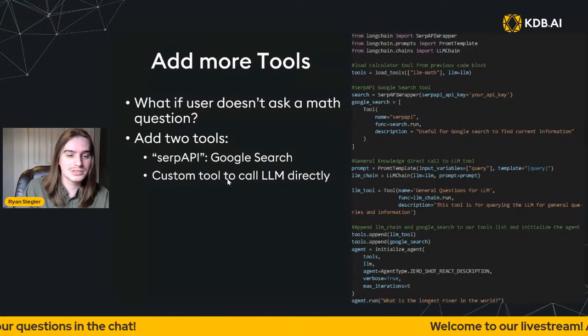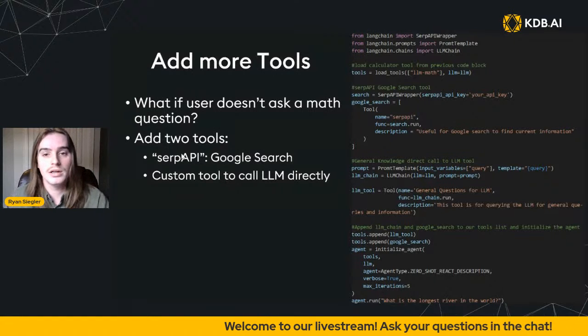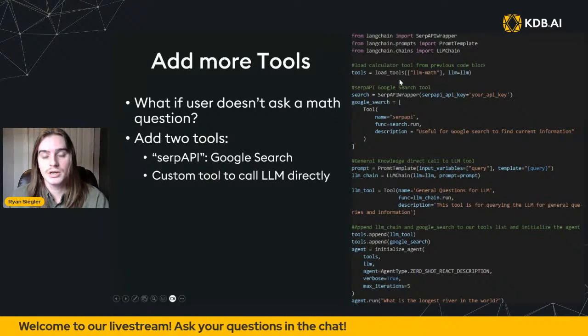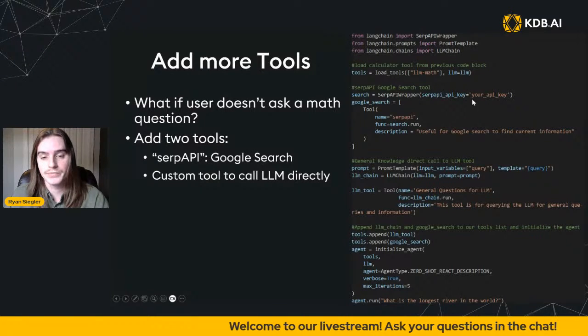We don't need a Google search. Let's just ask the LLM and see what it says. So in order to do this, we have our initial math tool that we defined already up here, but let's add a couple more tools. So we're going to add that SERP API wrapper. So we just import that up here, and then you need an API key to use this one.